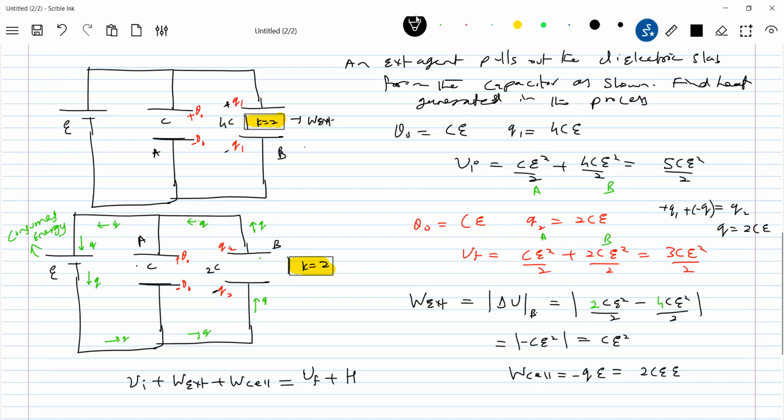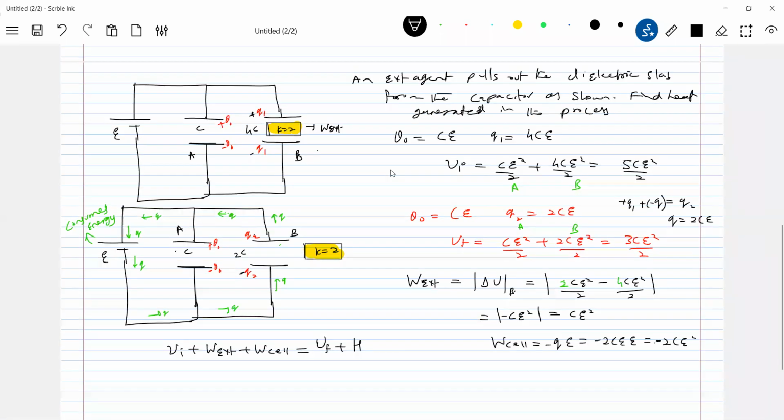I think we did everything in order. Only of plate B, what was the final charge? 2C square by 2. As it is, I'll write 4C square by 2. So this will be 2C square. Negative sign, you bring it. Why negative sign? Positive charge. Substitute all this and you'll get the heat generated. So let's go for the calculation part. You're getting 0.